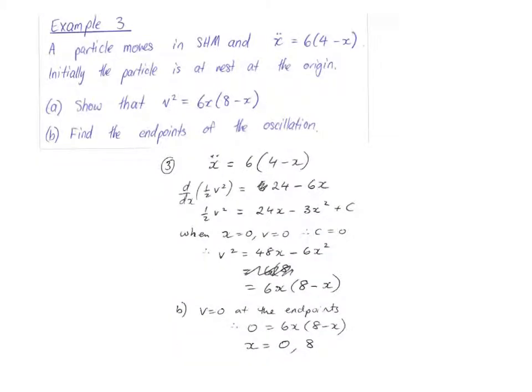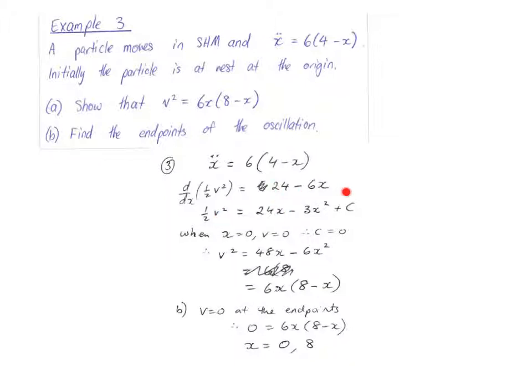And last question. A particle moves in simple harmonic motion and the acceleration is that. Initially, the particle is at rest at the origin. Okay. Show that v squared equals 6x times (8 minus x). So we're given our expression for the acceleration in terms of x. And we want velocity in terms of x. So replacing the acceleration with d/dx of half v squared, and I've just expanded this, and then let's integrate both sides with respect to x.